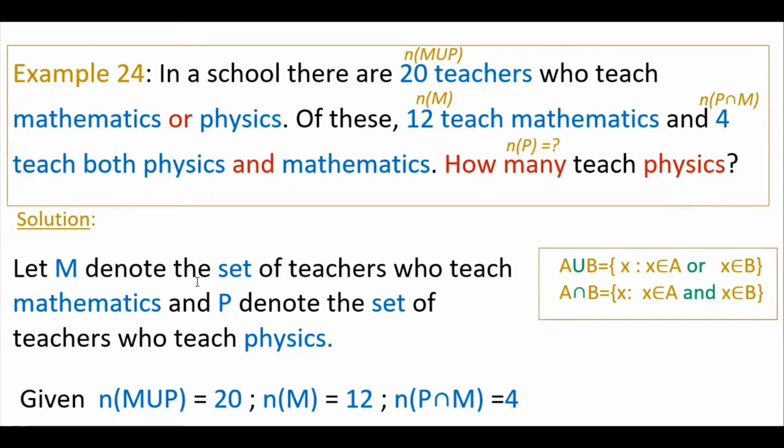M means the set of teachers who teach mathematics. And here 12 teach mathematics. That means n of M is equal to 12. So you can see here n of M is 12, n of M union P is 20. And 4 teach both physics and mathematics. You can see here X belongs to A and X belongs to B, that means A intersection B. So here n of P intersection M is equal to 4. So right here, how many teach physics? So n of P you have to find.